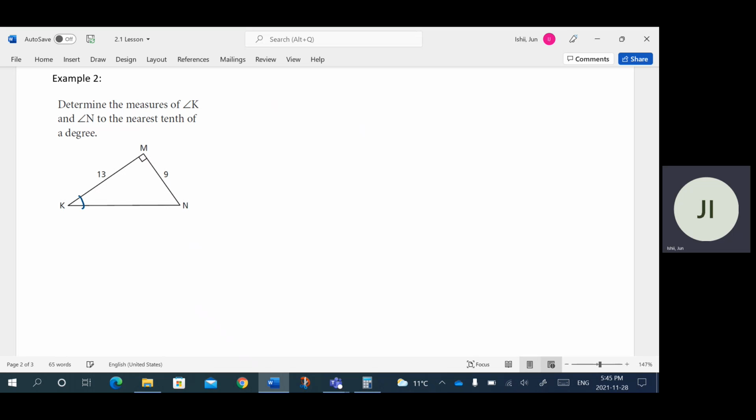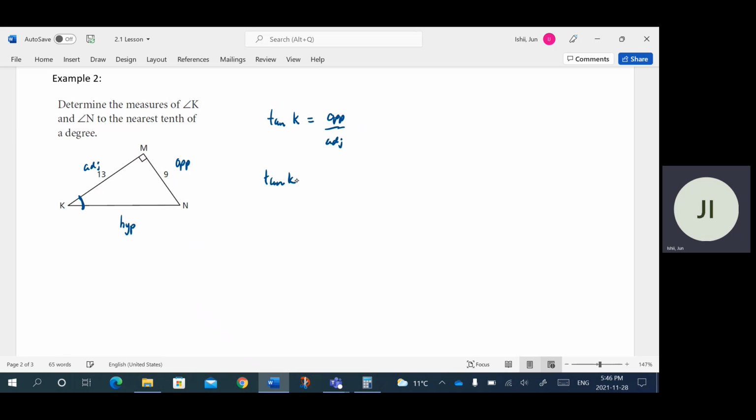For this case, how about I find out angle K first? If I'm working with angle K here, the 9 is my opposite side, 13 is my adjacent side, because across from the right angle is the hypotenuse. To find the measure of angle K, I'm just going to write tangent of K equals, and remember it was opposite over adjacent.